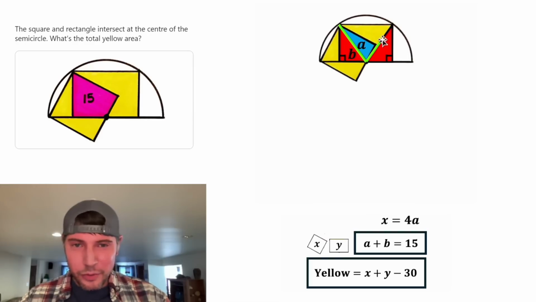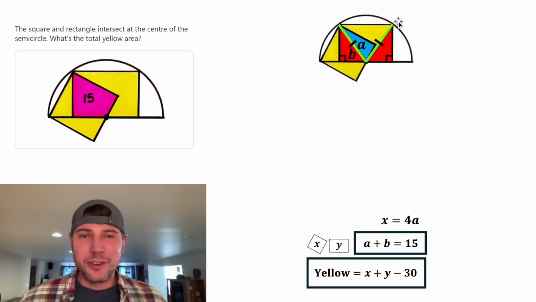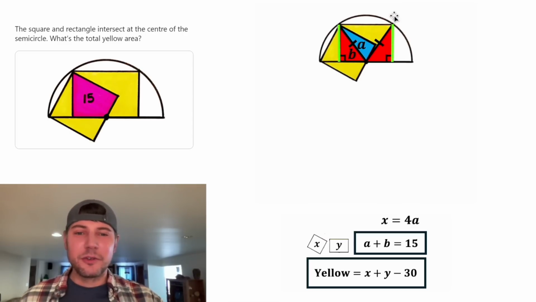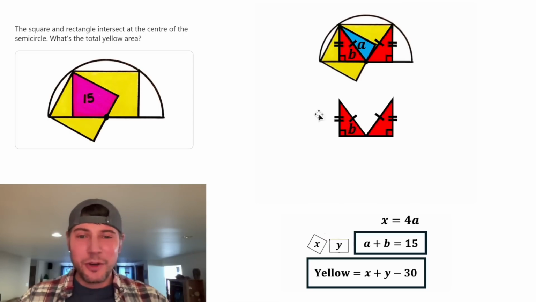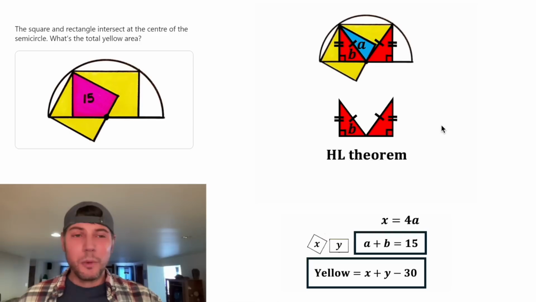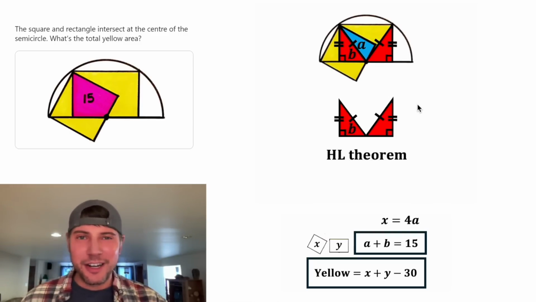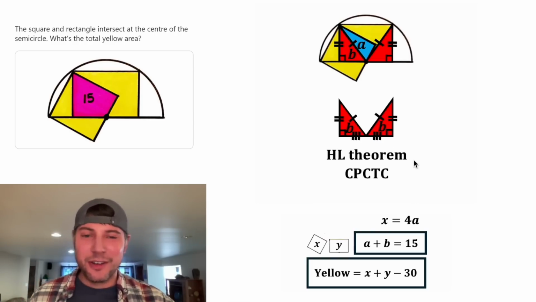Each of these are a radius of the semicircle, so those will also have the same length. And then each of these are a height of the rectangle, so those will also be congruent. Now let's focus on these 2 triangles. Once again, because of HL theorem, these are congruent triangles and they'll have the same area. So this area will also be B. And then once again, because of CPCTC, these 2 bases will also have the same length.